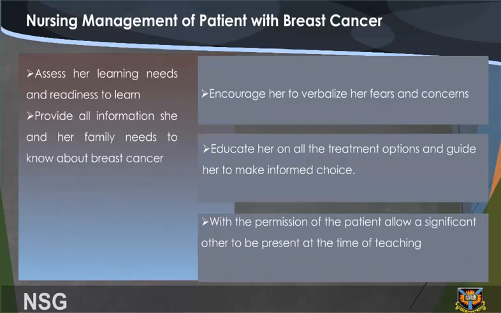Assess her learning needs and readiness to learn. Provide all information she and her family need to know about breast cancer. Encourage her to verbalize her fears and concerns. Educate her on all the treatment options and guide her to make informed choice. With the permission of the patient, allow a significant other to be present at the time of teaching.